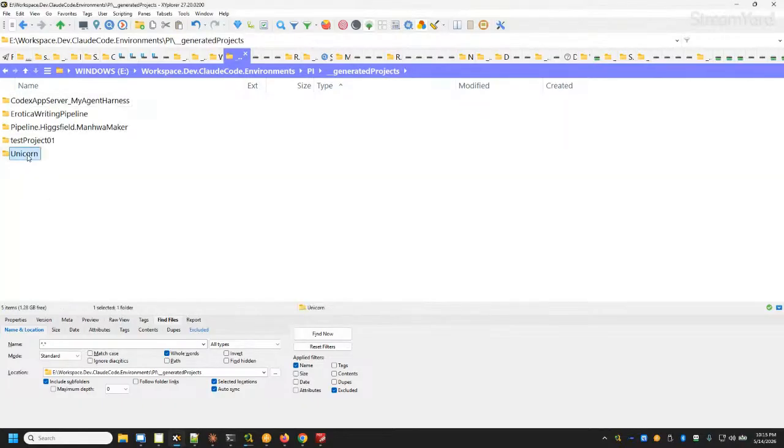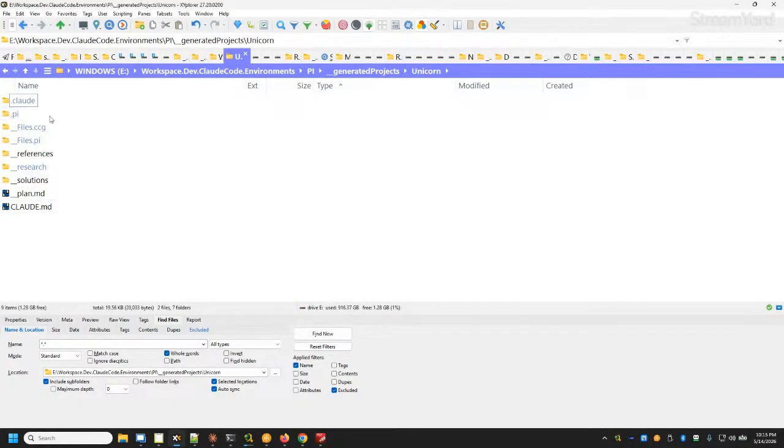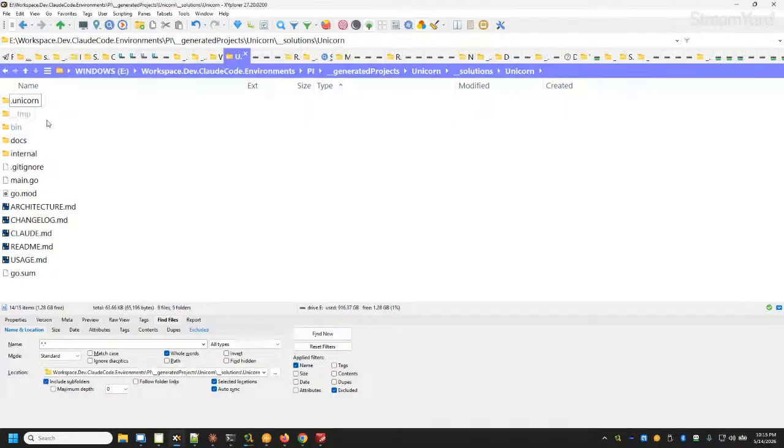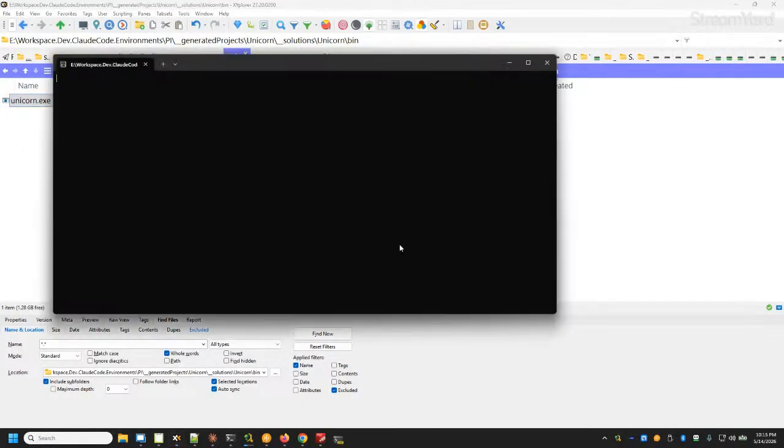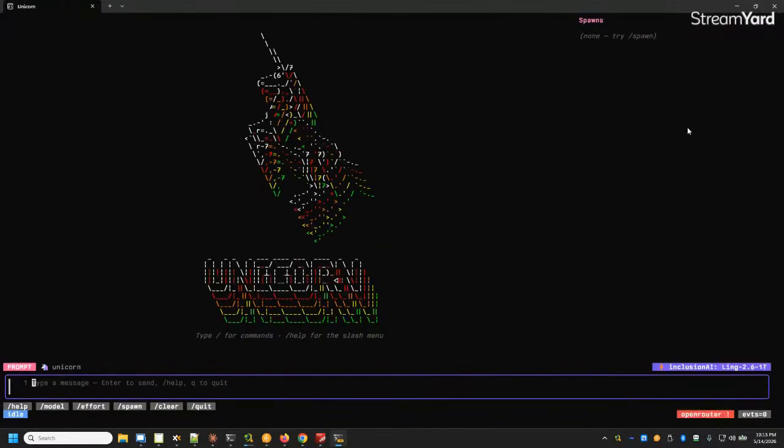Here, it is here because I am using Pi on the back end on that too. Solutions, Unicorn, and then bin, and then our binary here because it's Go. So this is our agent harness that we created from scratch using, of course, Opus 4.7 and GPT 5.5. It does work. Actually, no, it doesn't, because this model is no longer in research preview.